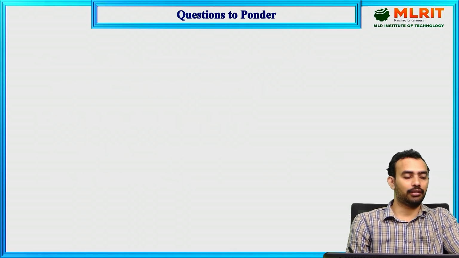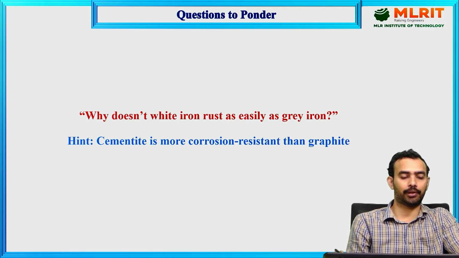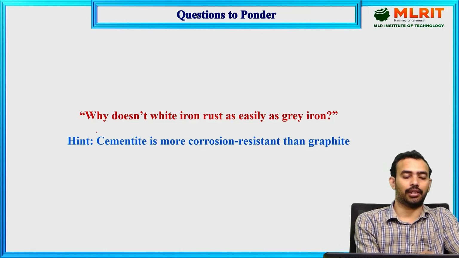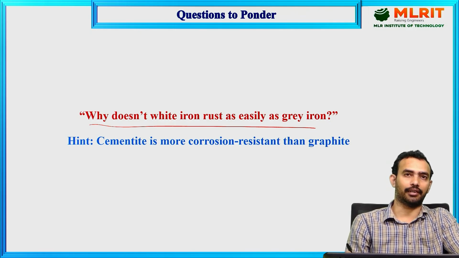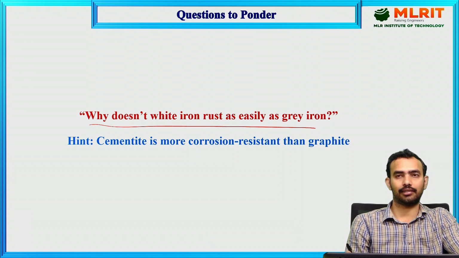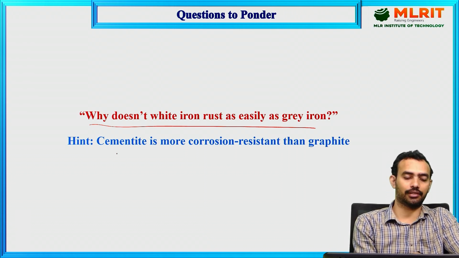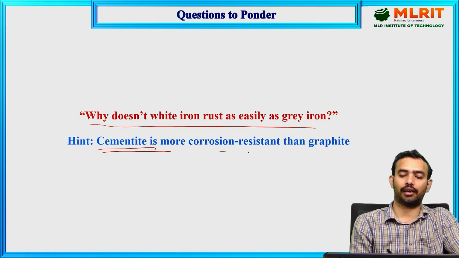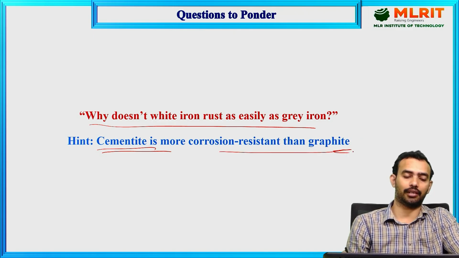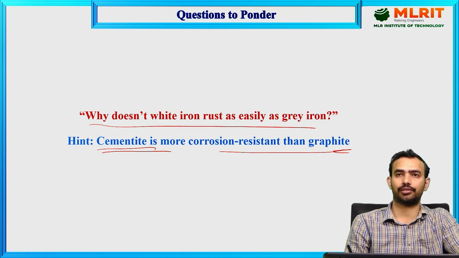I'm leaving this question for you to ponder: why doesn't white iron rust as easily as gray iron? Already we have discussed it. Cementite is more corrosion resistant than graphite. This is a hint that has been given. So you can drop your answers in the chat.